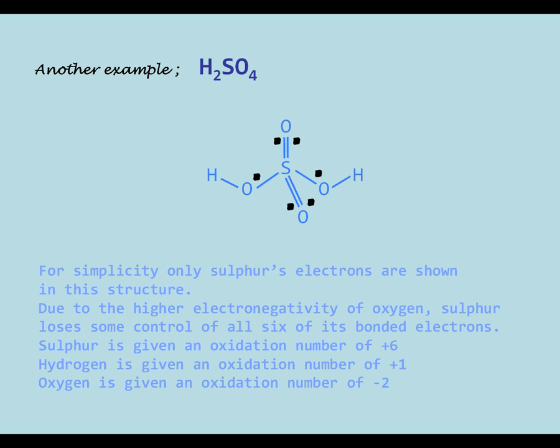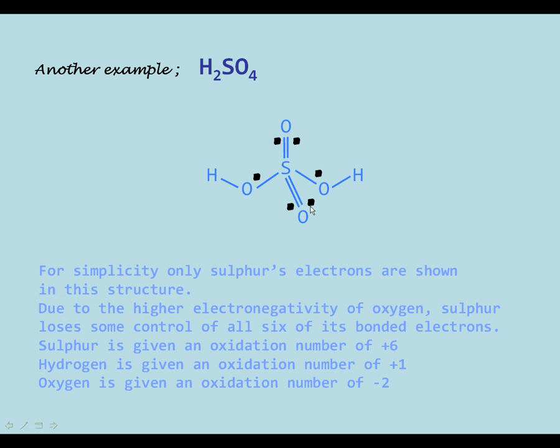Now, the electrons for hydrogen aren't shown, but it's the exact situation as we previously discussed with water. So hydrogen would lose its electrons to oxygen. So the hydrogens in this molecule have each lost 1 electron to the oxygens that they're bonded to. And the oxygens in this molecule, therefore, would each have gained 2 electrons.